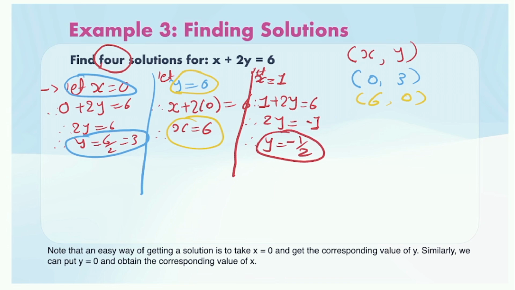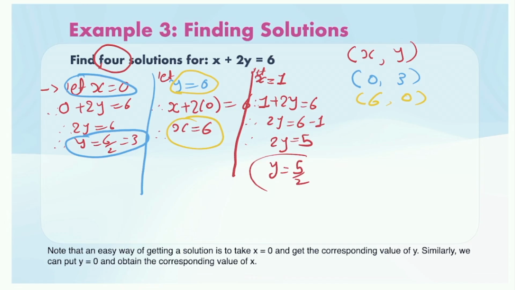Sorry, here I have 6, so let me correct it. Here I have 1 plus 2y equal to 6. So 2y equal to 6 minus 1. Here I have positive 1, so if I put it on the other side of the equation, it will be negative 1. 6 minus 1 will be 5. So 2y equal to 5. Now y equal to 5 by 2. You know how to do it, right? So when I put x equal to 1, I get y equal to 5 by 2.